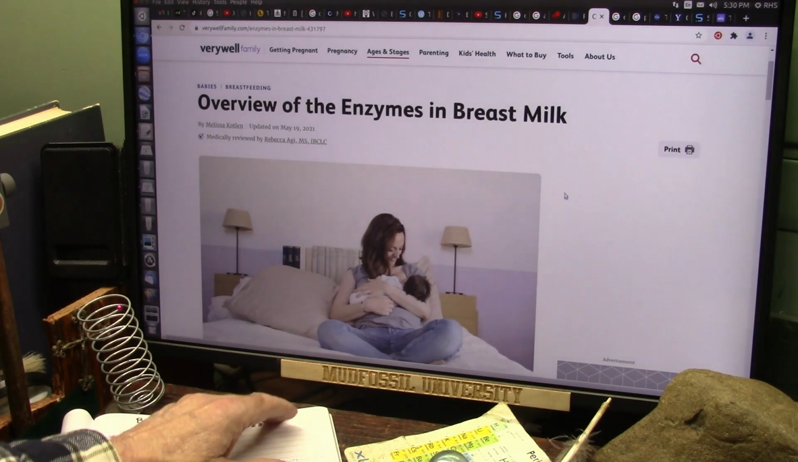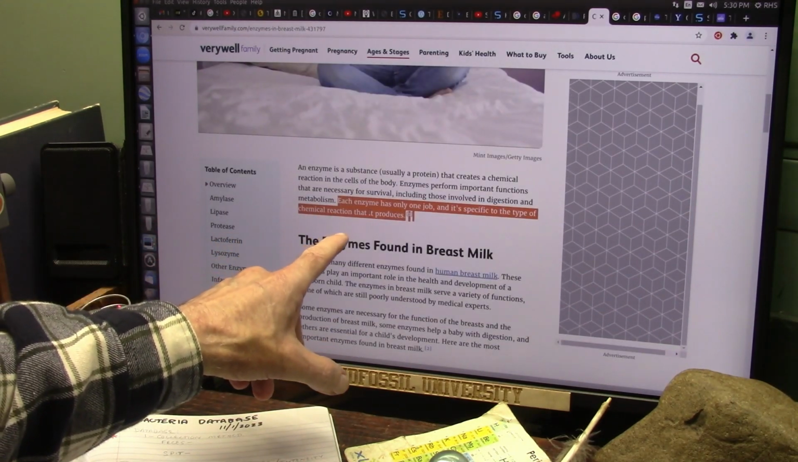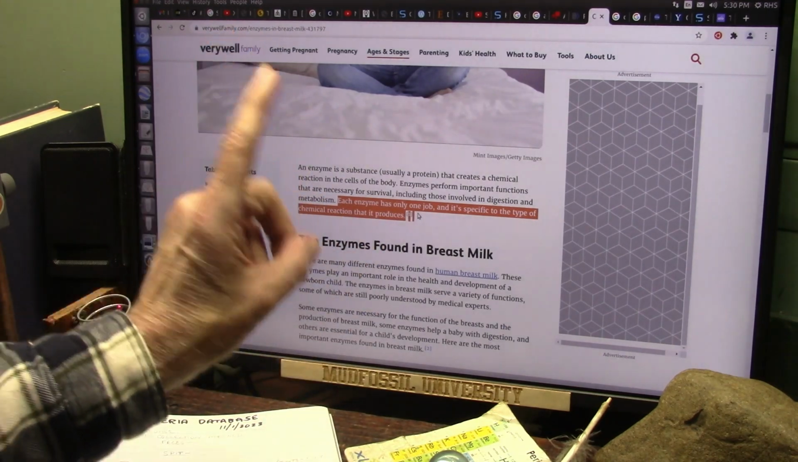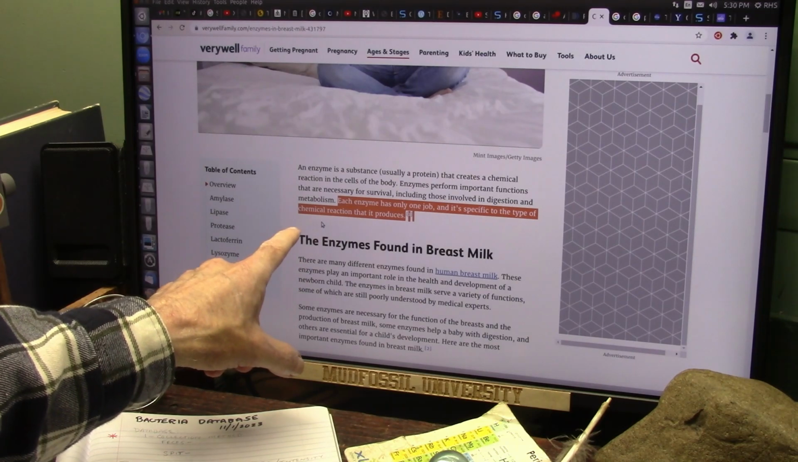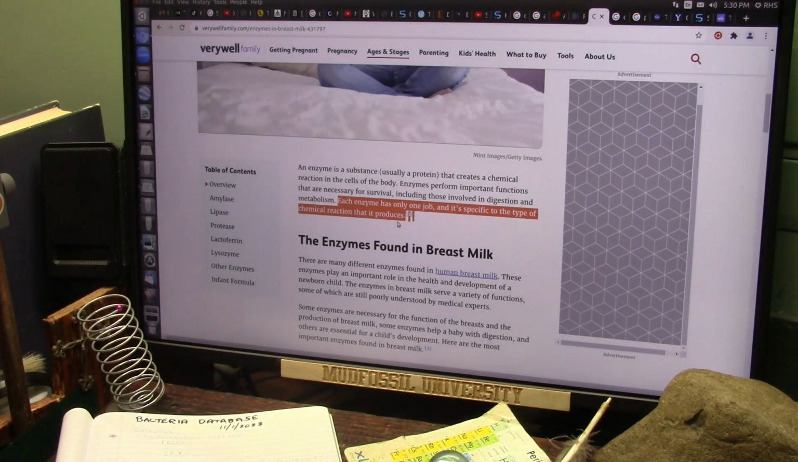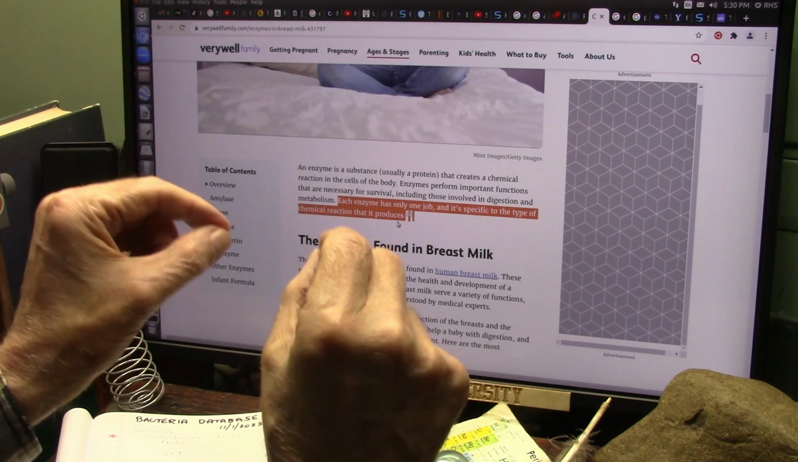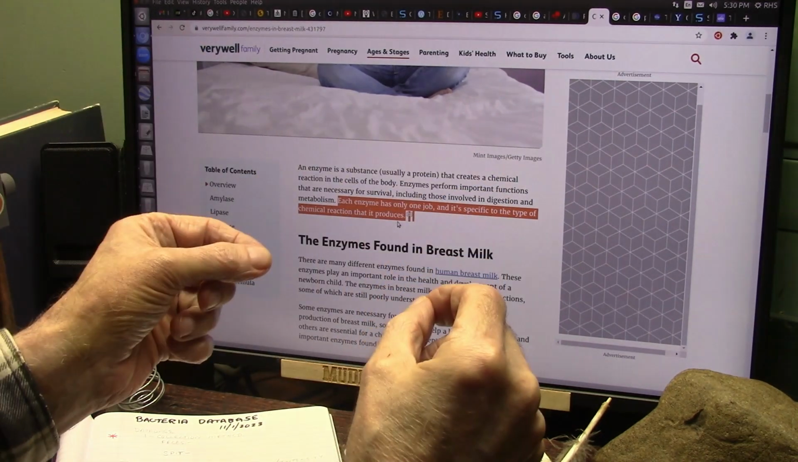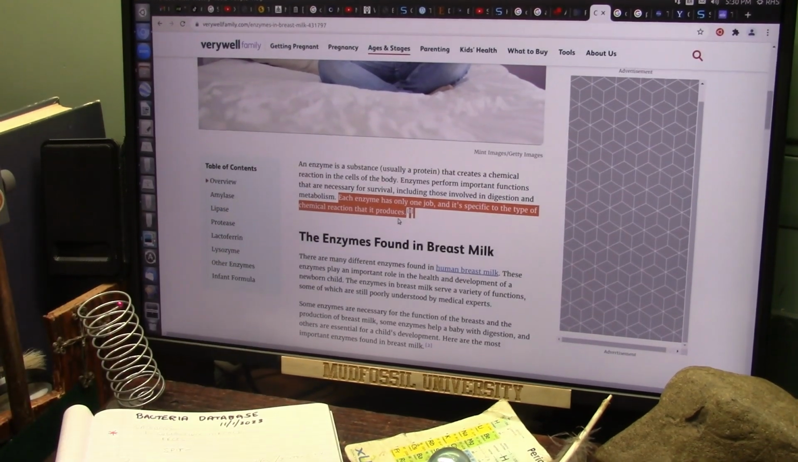You see this? Enzymes in breast milk. This is 2021. They're starting to pay close attention to this. It says each enzyme has only one job. Only one job. It's specific to the type of chemical reaction that it produces. And these chemical reactions are very, very, very sophisticated. And so it's targeting one specific molecule to make. It's that important that this is correct.